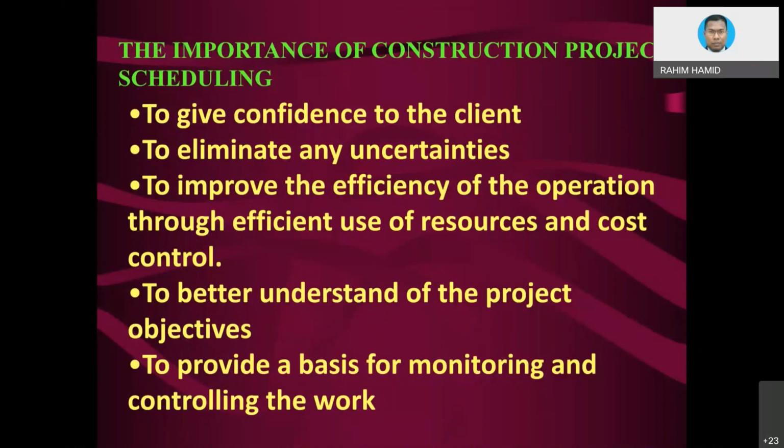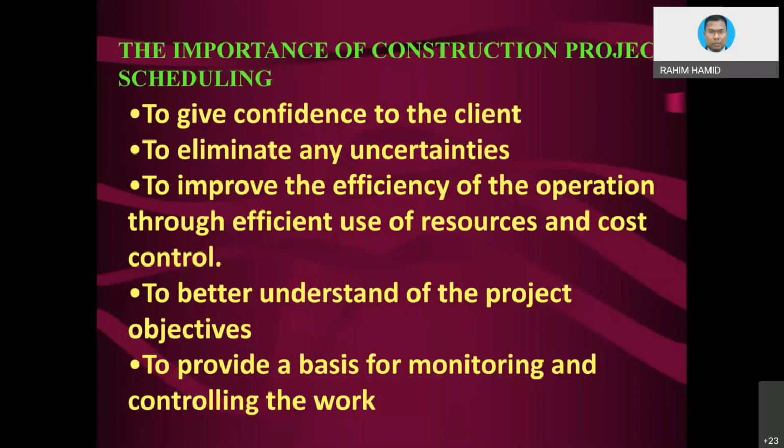To eliminate any uncertainties, of course, planning: we plan things which are not there yet. Planning always involves the future. Why do we do that? In order to avoid any untoward incident, so that we can prepare. And normally when we come up with a plan, we do have plan A, plan B, plan C, plan D, E, F, whatever. If something is not working, for instance plan A, what is our backup plan? That is what planning is all about.